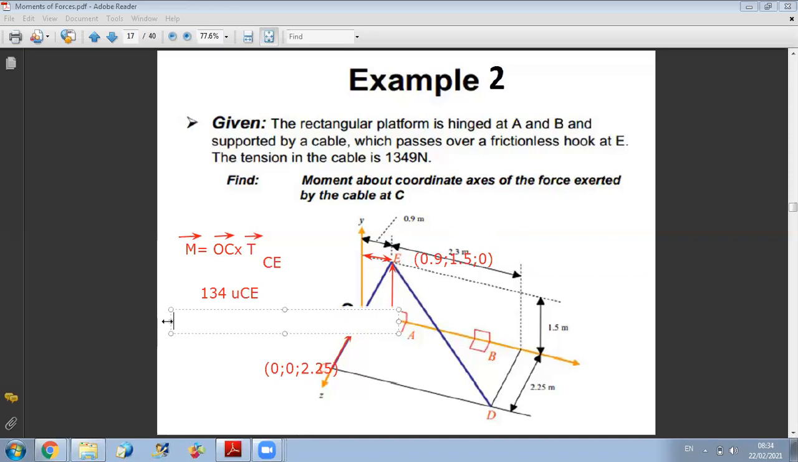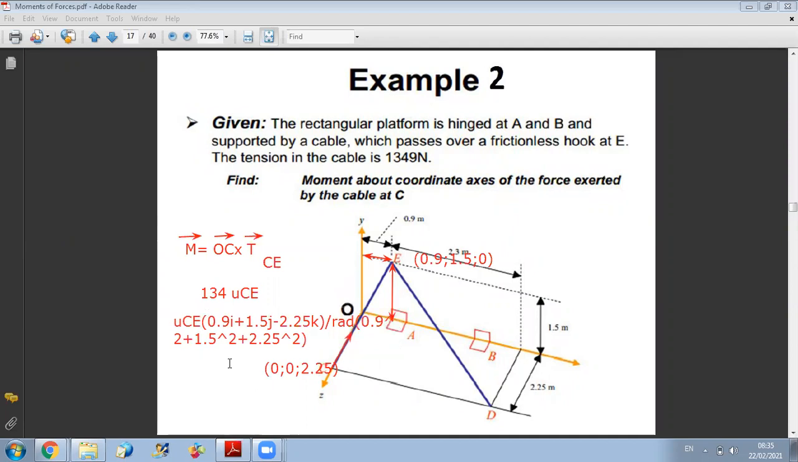So now I can find the unit vector of CE, okay, which is: I take x of E minus x of C, so it's 0.9 i plus 1.5 j and minus 2.25 k. And I should not forget to divide by what? To divide by the radical of 0.9 squared plus 1.5 squared plus 2.25 squared.